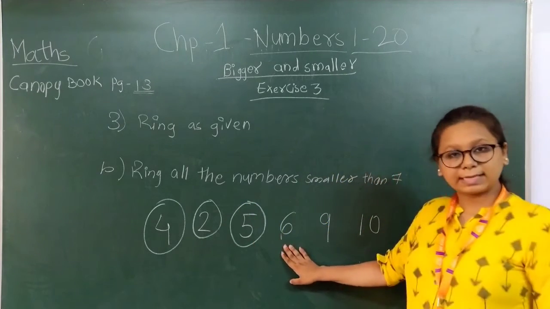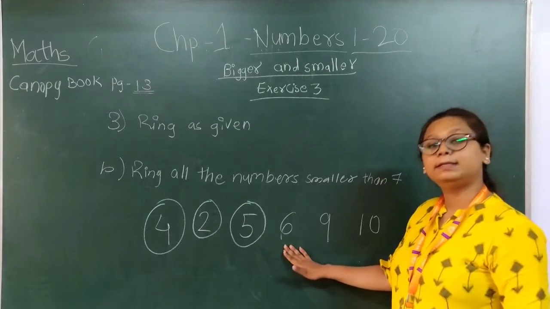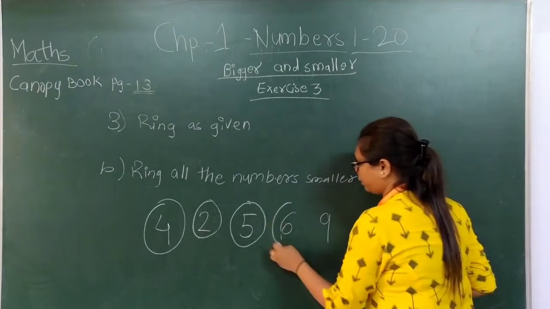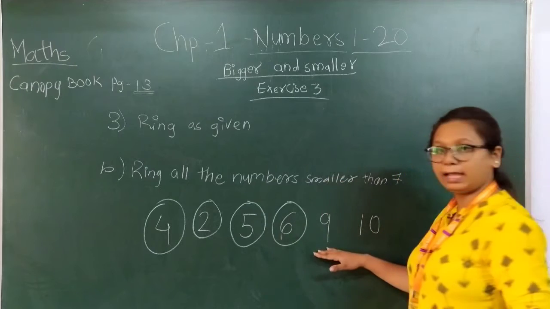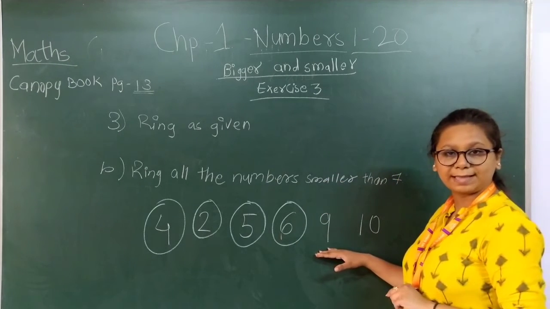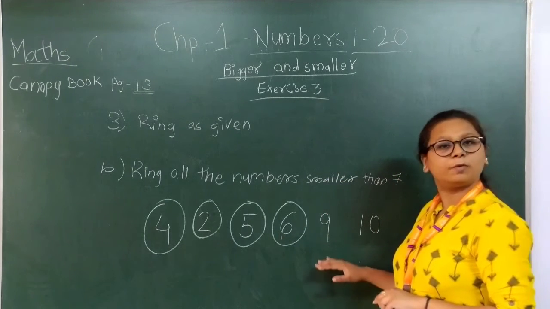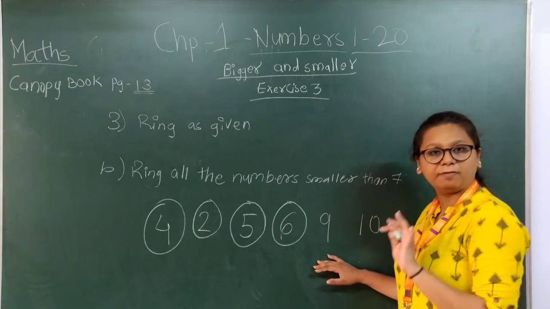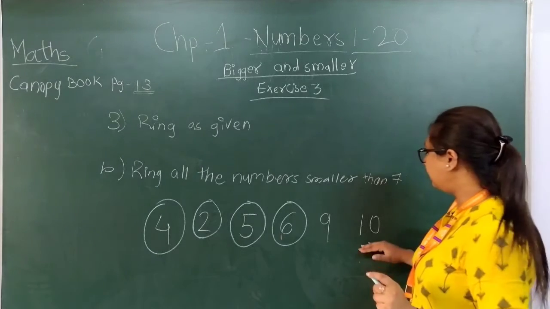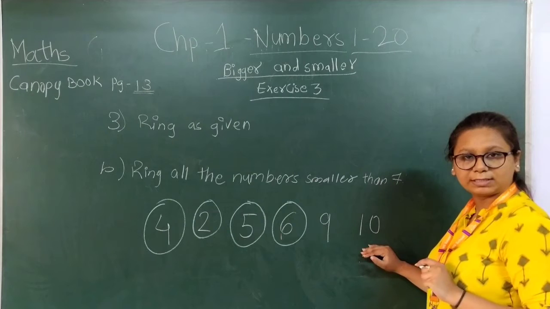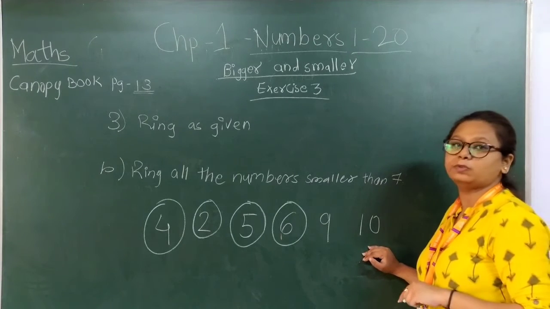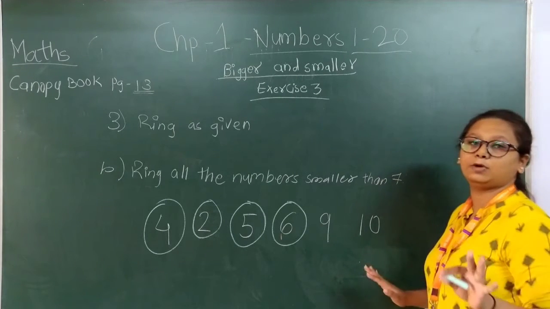6. Is 6 smaller than 7? Yes. So we ring 6. 9. Is 9 smaller than 7? No. So we won't circle 9. Okay. We will not circle 9. 10. Is 10 smaller than 7? No. So we will not circle 10 also.